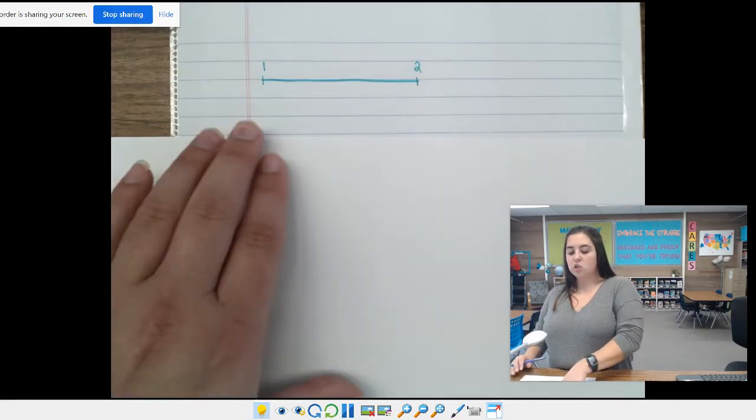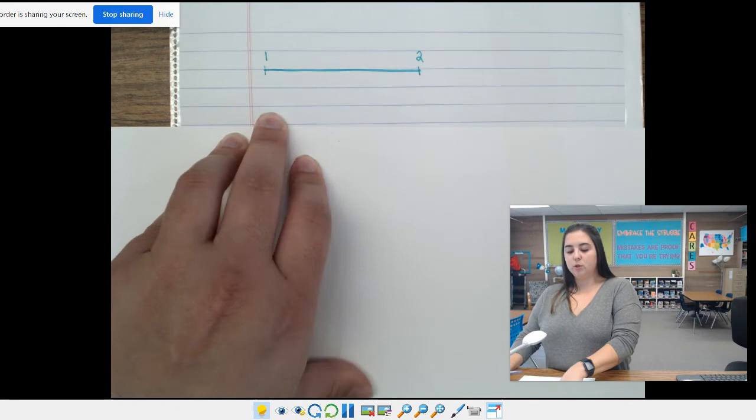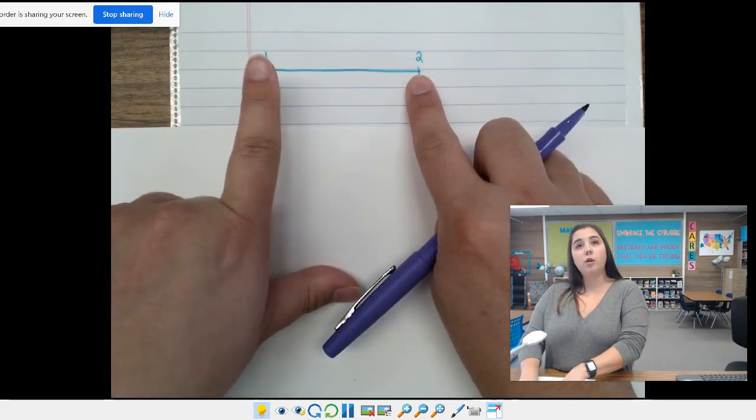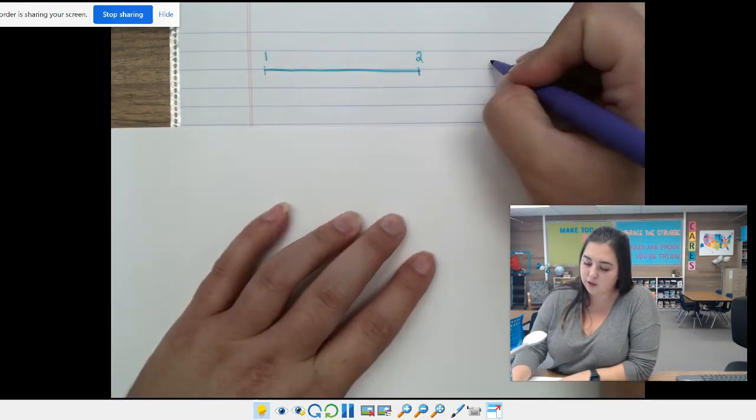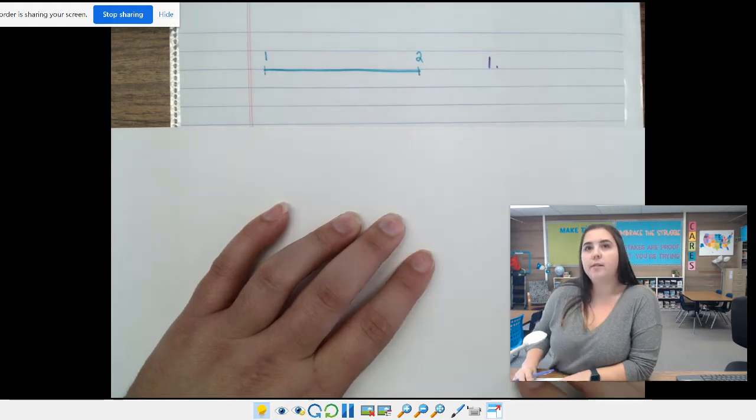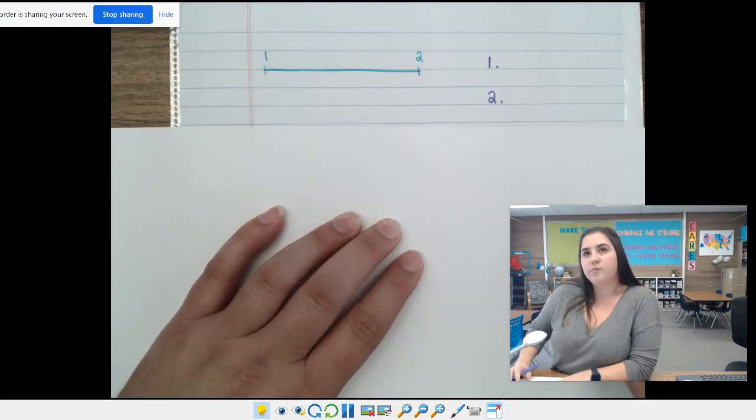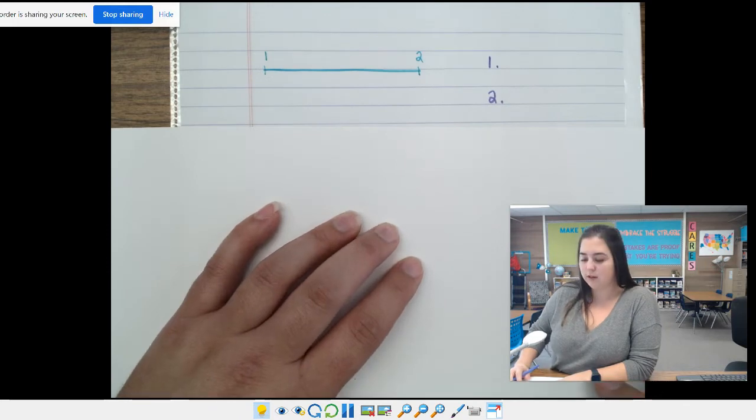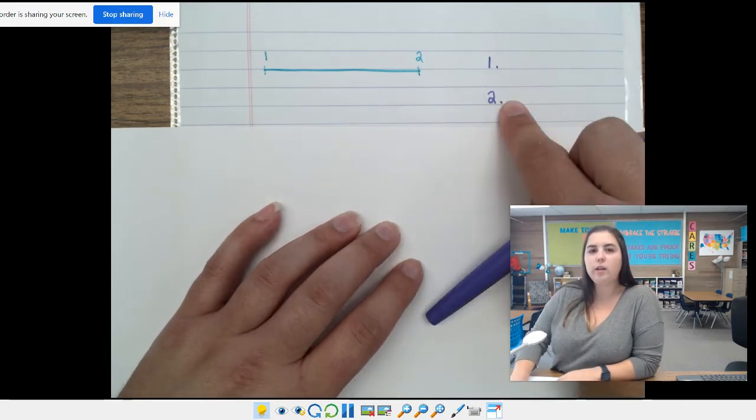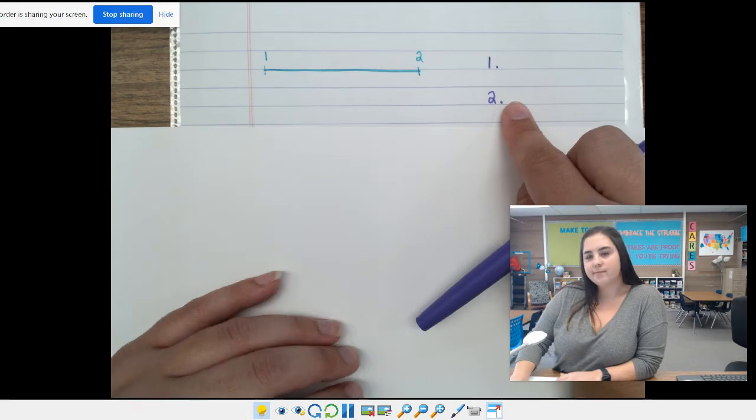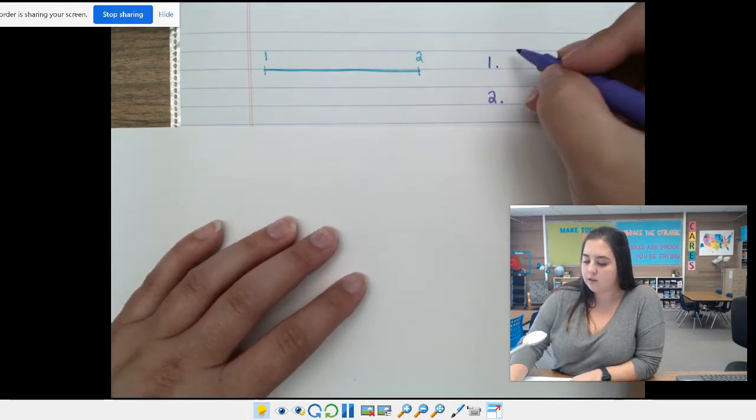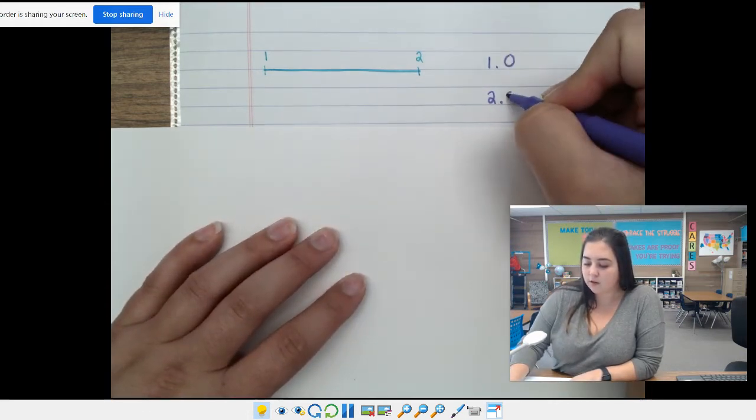Let's get numbers larger. So before we were doing between 10 and 20, now we're going between 1 and 2. So I'm going to do the same thing. Here's my 1. I'm going to add the decimal. Here's my 2. Skip the space in between. Is there anything between 1 and 2? Nope. So let's add a place value.